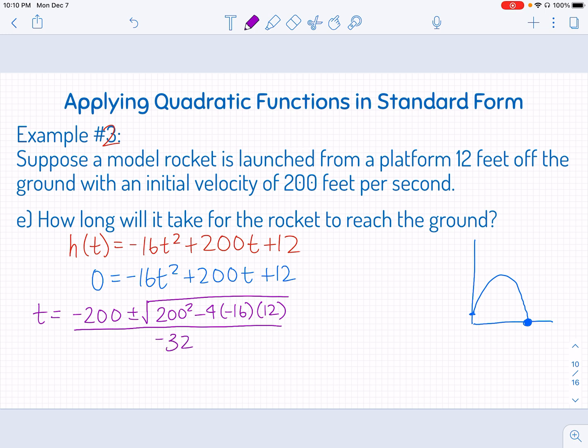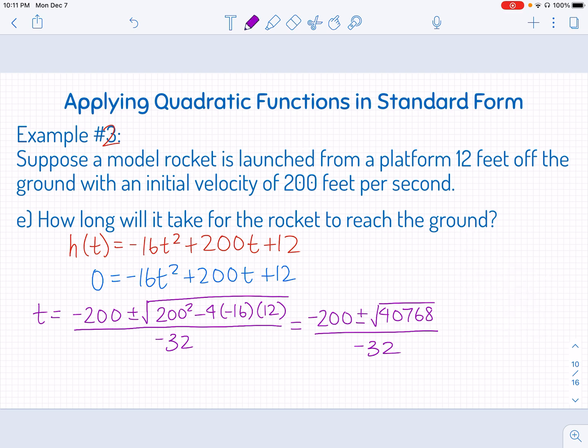And especially since the numbers are so big here, I would recommend going ahead and finding your discriminant. And then when you go to put this on a calculator, and I'm actually going to erase a pretty little drawing here, make some room. You're going to put in two things. You're going to type in negative 200 in parentheses plus the square root of 40,768, parentheses, divide by negative 32. So let me take a second to do that.